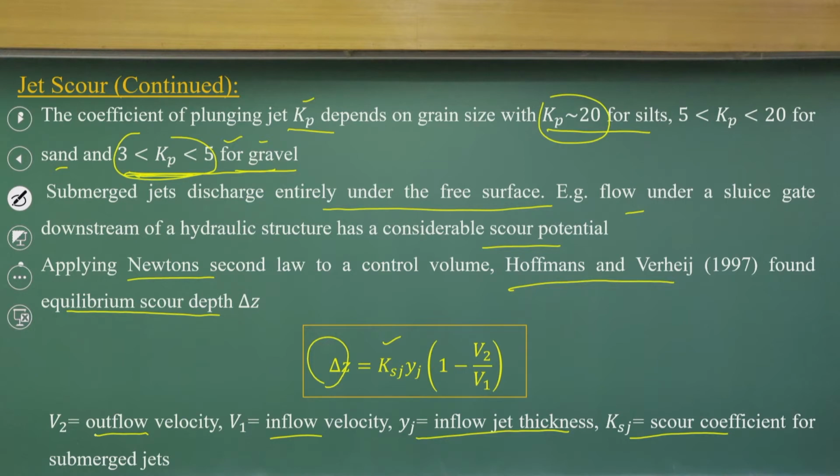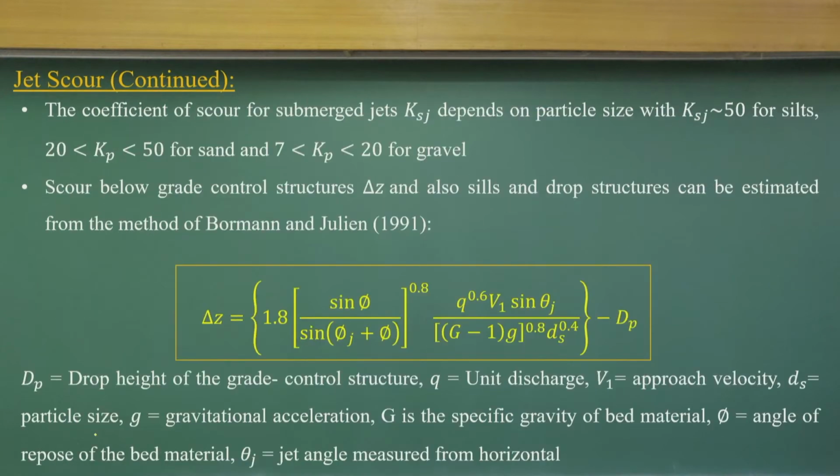If you look at that k s j, it varies from 50 to another value, a range of values for the gravels, for the sand and for the silts. So, you can see that with bed materials like silt, sand or gravels, you can know what is happening with the scouring.